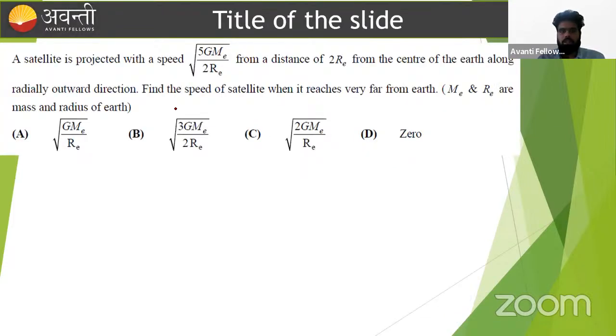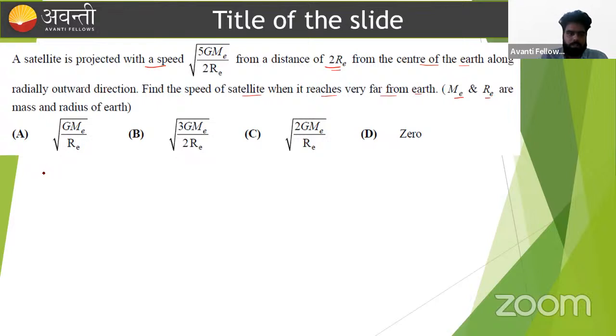So first of all, what is given in question number 1? This question belongs to the gravitation chapter. It is asked that a satellite is projected with a speed of under root 5 GME upon 2 RE from a distance 2 RE from the center of Earth along the radially outward direction. We have to find the speed of the satellite when it reaches very far from the Earth. Here, M is the mass of Earth and RE is the radius of the Earth.